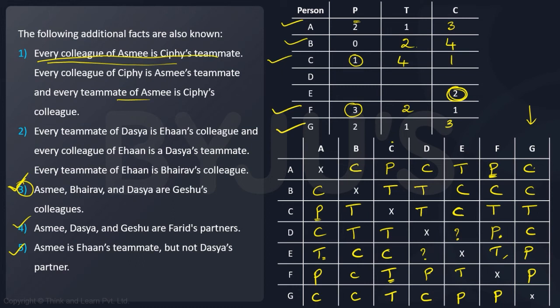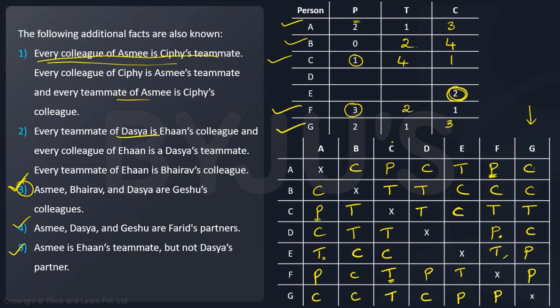So let's check for P and T and see what happens. If I write a T here, every teammate, so this will be a T. Every teammate, and I'll put a circle. So every teammate of Dasya is Ehan's colleague. So Dasya's teammate is E. Every teammate of Dasya is Ehan's colleague. So D and E are teammates. So E should be E's own colleague. So that's a problem. You can't have it. So T is not possible.